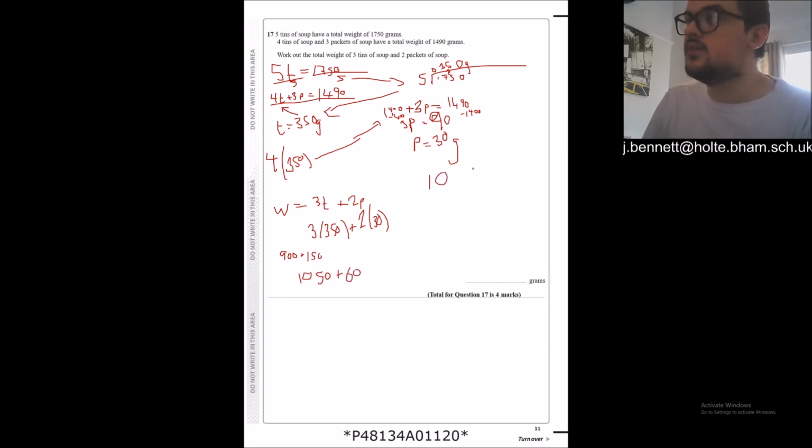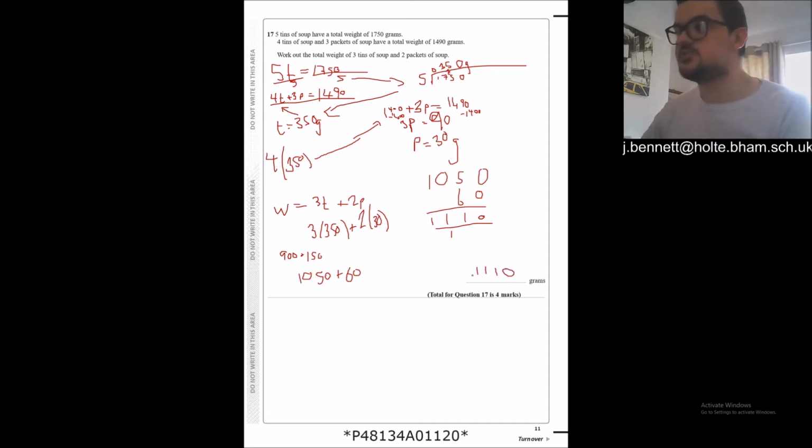1050 plus 60. 0 plus 0 is 0, 5 plus 6 is 11, 1 and 1 carries, 1 plus 0 is 1, and then 1. Our answer is 1110 grams, and that is our answer for this question.